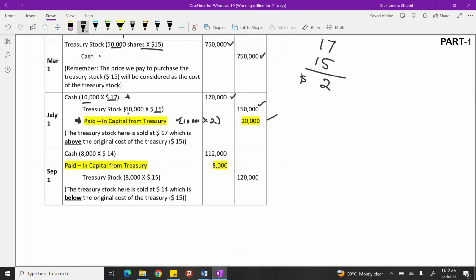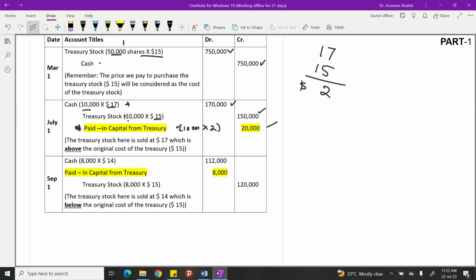So let's move on. When I discussed the chapter with you, I mentioned that paid in capital from treasury stock has a normal balance of credit and we cannot debit it beyond its normal balance. So here the balance because of journal entry number 2 is 20,000. We can debit it only up to the balance we have in the account. Now let's talk about journal entry number 3, which is on September 1st, when you are selling the treasury stock below cost.